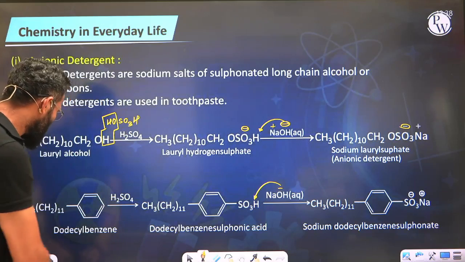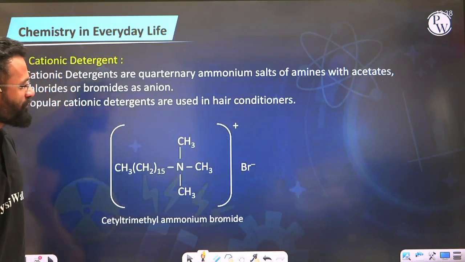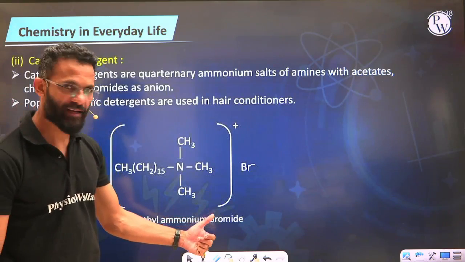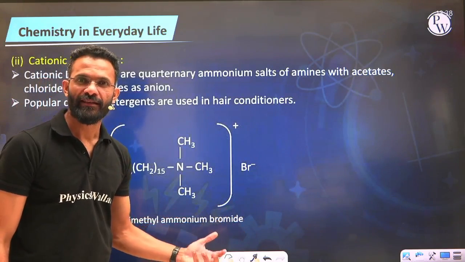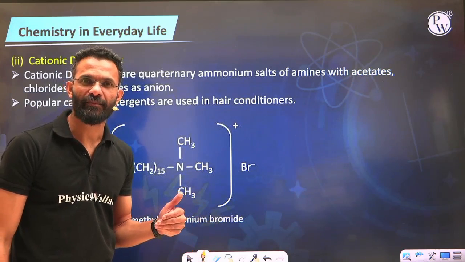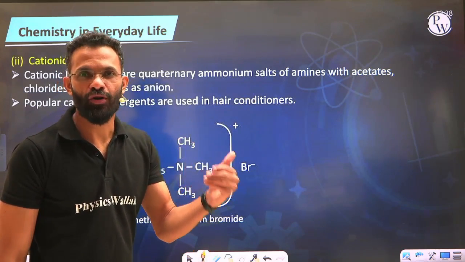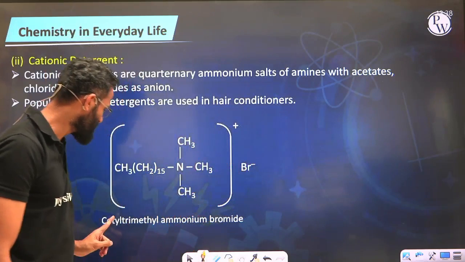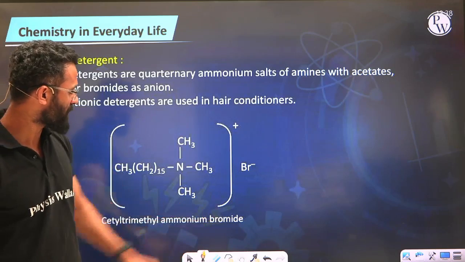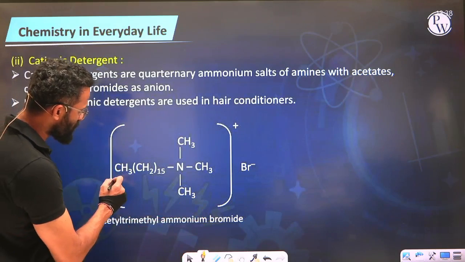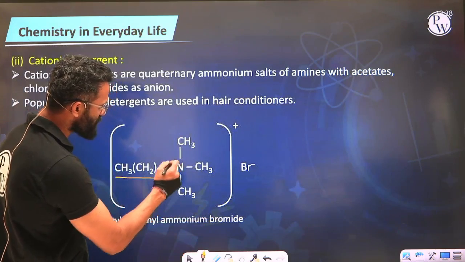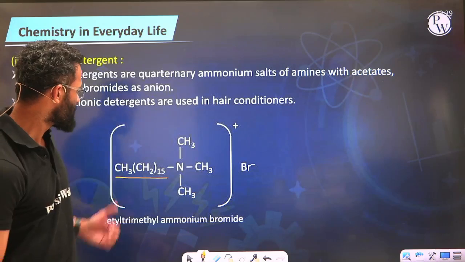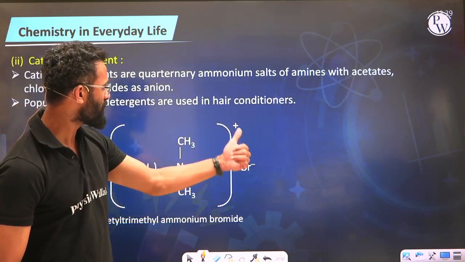Likewise, there exists cationic detergent. A very famous example of that is cetyl trimethyl ammonium bromide. Well, you will find in general cationic detergents are basically ammonium salt of acetate or halides. But the common example which you all will have to remember is this: cetyl trimethyl ammonium bromide. So you can see there is a long chain of hydrocarbon which is further connected to nitrogen, which is methylated. So this is your cetyl trimethyl ammonium bromide.